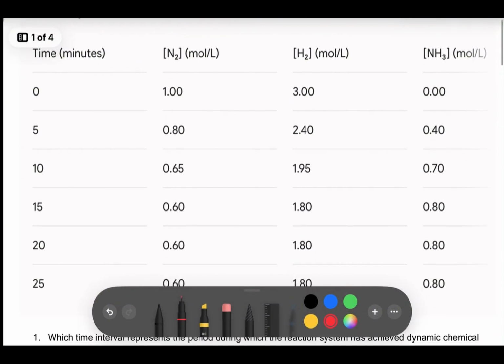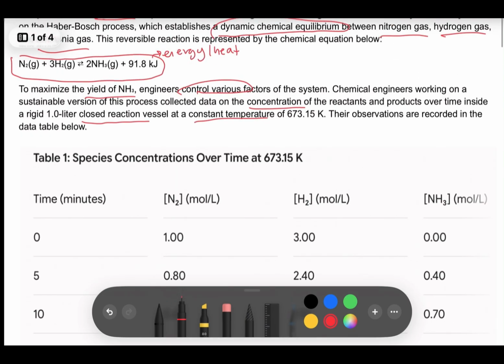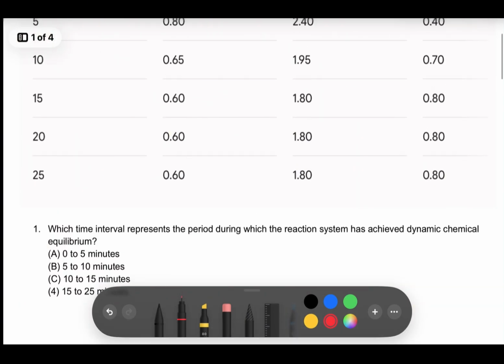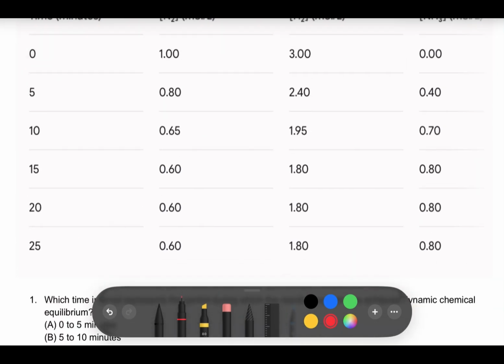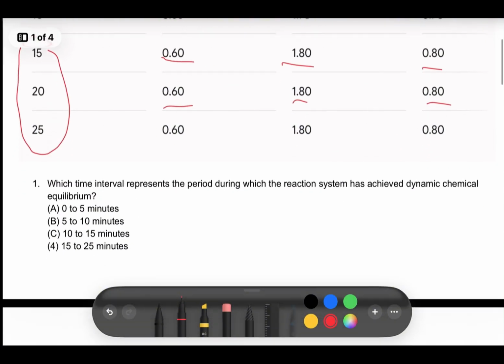Now let's see. We have the concentration of nitrogen, hydrogen, and ammonia, and these are all gases. If we want to annotate, we can see that at first, none of the concentrations are equal. But after 15 minutes, we can see that the concentrations of nitrogen, hydrogen, and ammonia gas are staying constant, staying the same. Now let's look at the question.